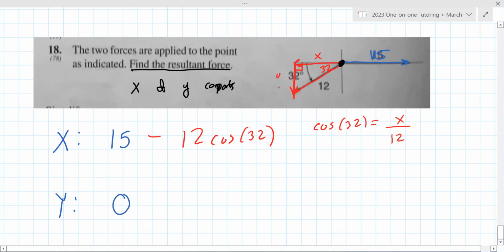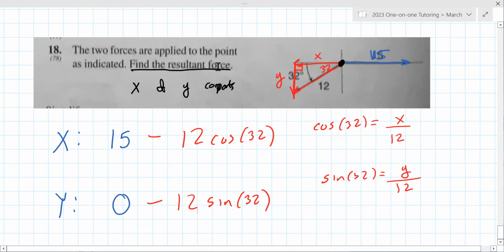So the y value here is sine 32 equals y over 12. So y is 12 sine 32. So the sign, whether it's positive or negative, doesn't come out of the calculation. It comes out of you understanding the situation. Okay, that's why it's negative.